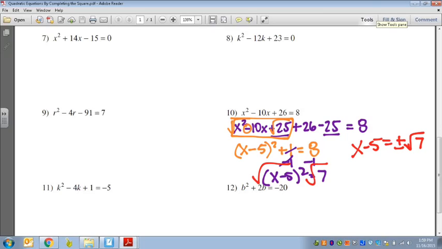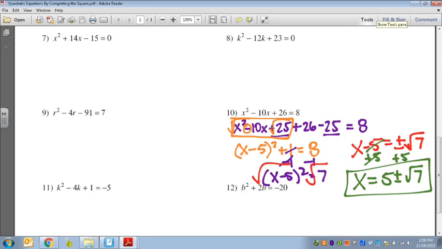And radical 7 doesn't simplify. That's about as good as we can get it. So we add 5 to both sides. And we're going to get x equals 5 plus or minus radical 7 as our answer. Okay? So that's how you solve quadratics by completing the square. And these would be exact answers. If you wanted to, you could make them decimals, but exact answers are usually the best way to go. So that is how you solve by completing the square.